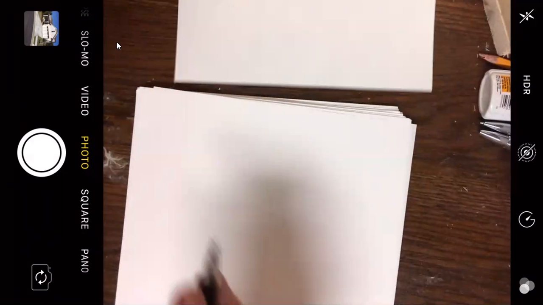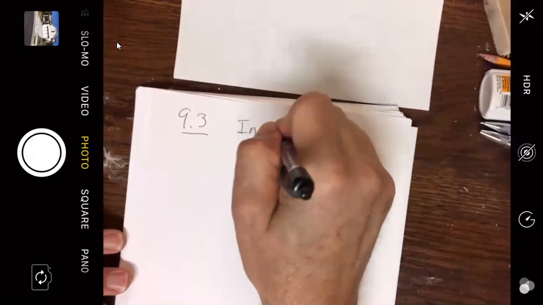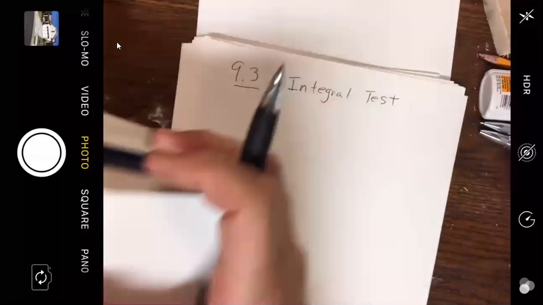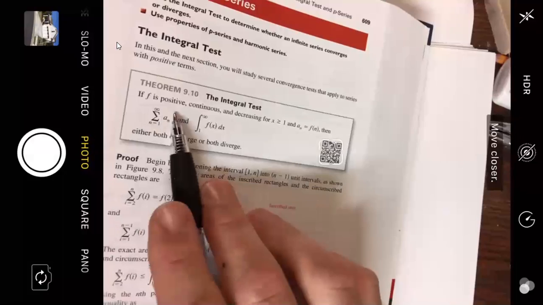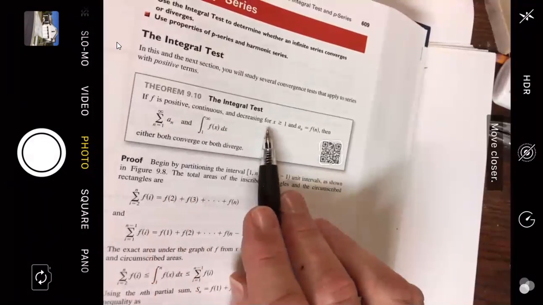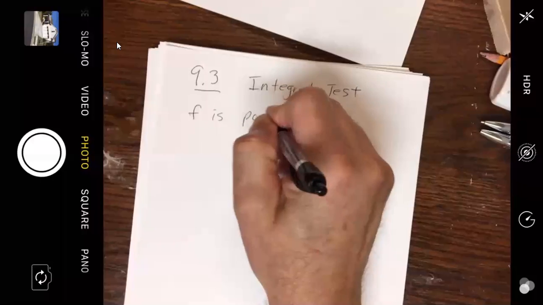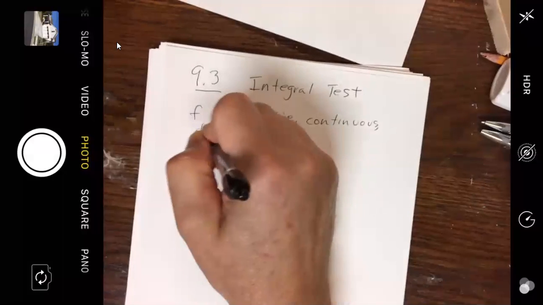So what happens is in 9.3, we're going to continue on. These were from 9.2: geometric series and nth term test. 9.3, they call it the integral test. And the idea is, take a function that is positive, continuous, and decreasing. So f is positive, continuous, and decreasing.